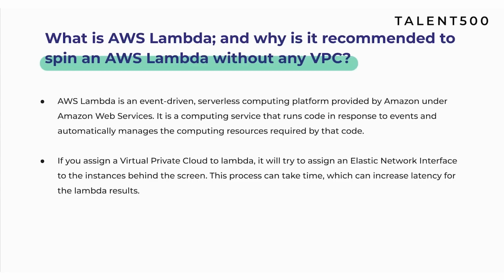Now the next part of the question is, why is it recommended to spin an AWS Lambda without a VPC? Because whenever you assign a virtual private cloud to a Lambda, under the hood it assigns an elastic network interface to that particular instance. Now assigning that ENI to that instance will take time, and this will increase the latency. Now increasing the latency in delivering the results will obviously affect the user experience and the performance of the website. Hence it is not recommended. I hope you understood the question.